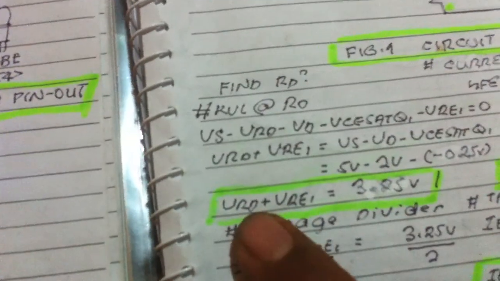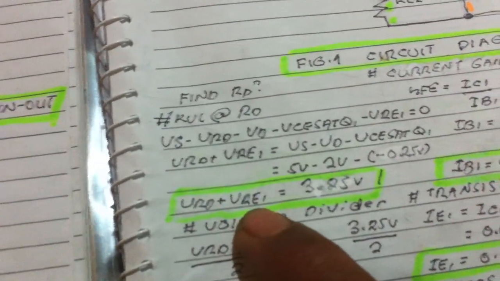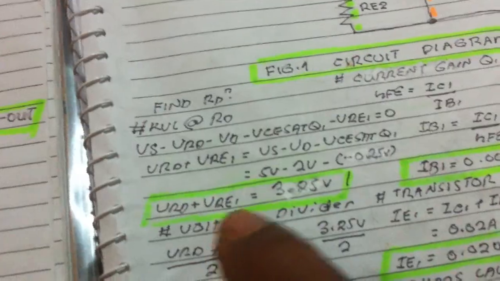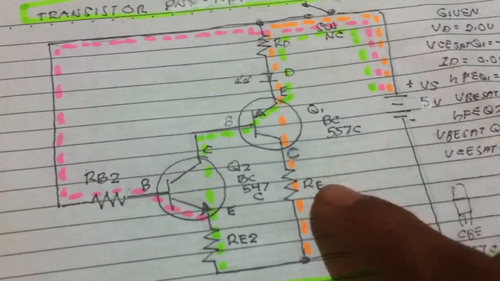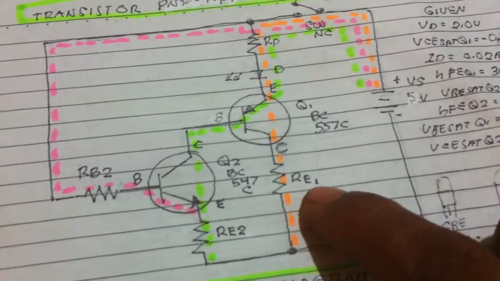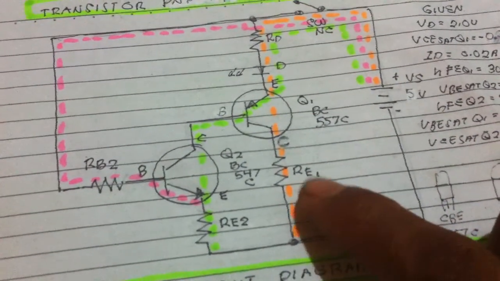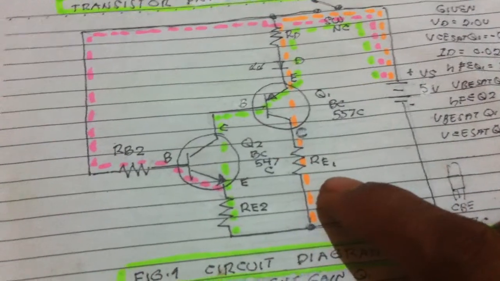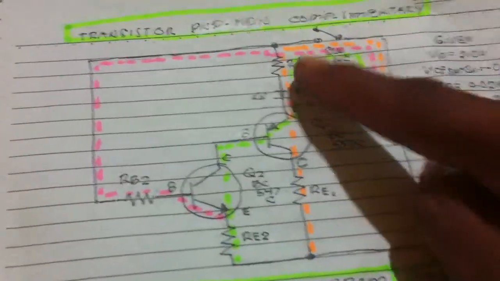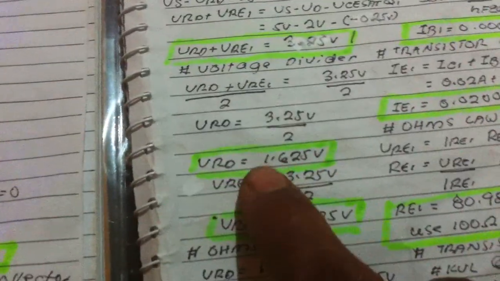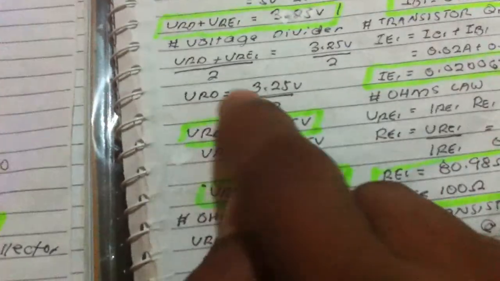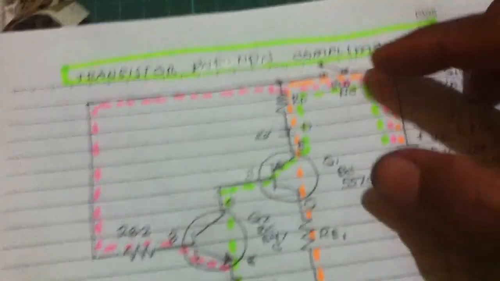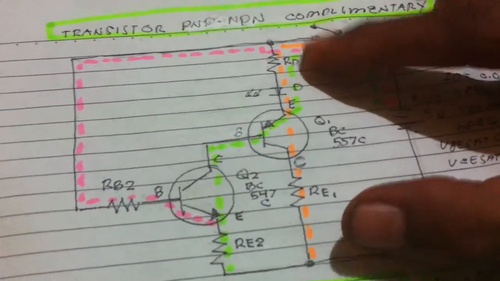The sum of the voltage drop across the resistor and RE1. I'm using RE1 as a resistor here, not RC1, but it's still okay, just for calculation. So we know the voltage drop of the two resistors, just divided by 2, and we got 1.625 V across RE, and the voltage drop here is 1.625 V.